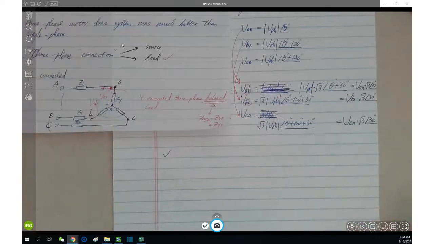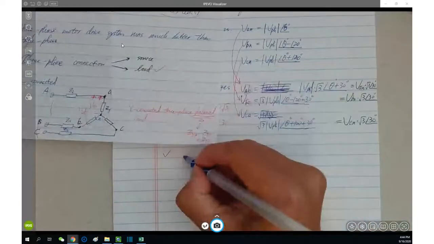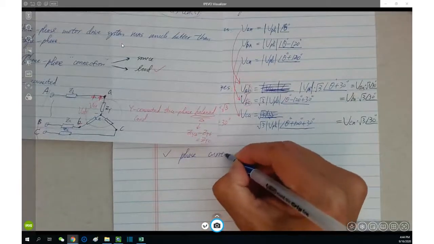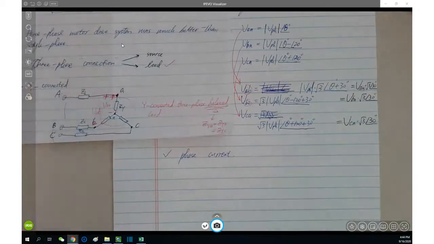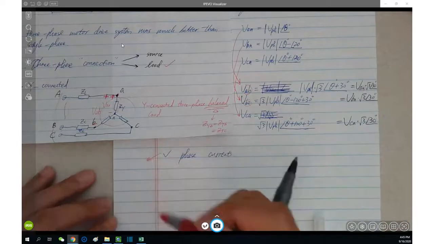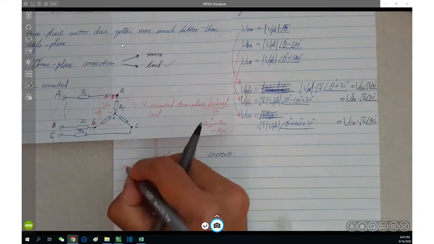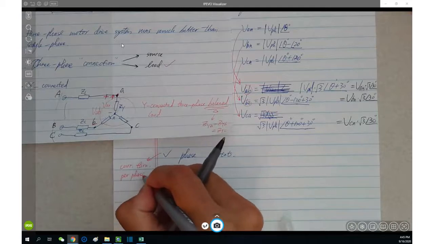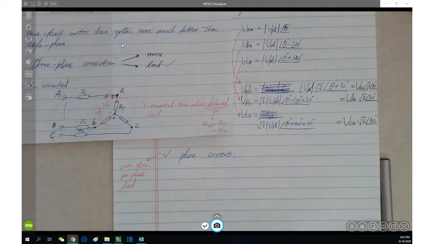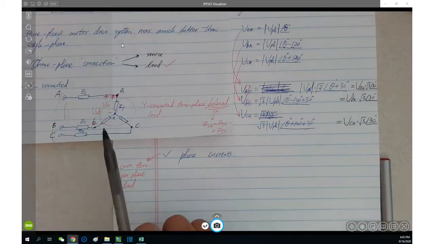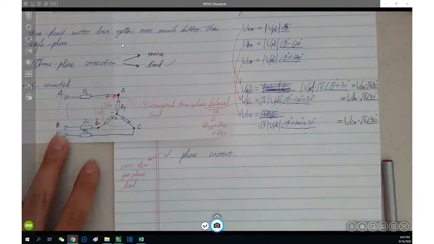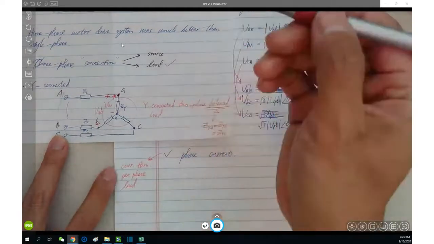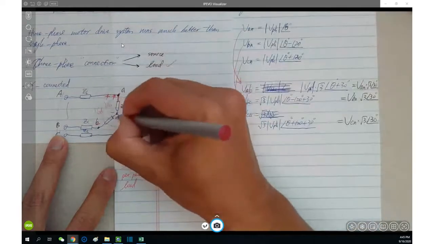For the current, we also have phase current and line current. However, we first need to know who they are. Who are the phase currents? Phase current means, the definition is, once again for both delta and Y connected load, current through per phase load. Therefore, going back to this circuit, you can easily tell which current goes through the per-phase load. The current here, and here, obviously.